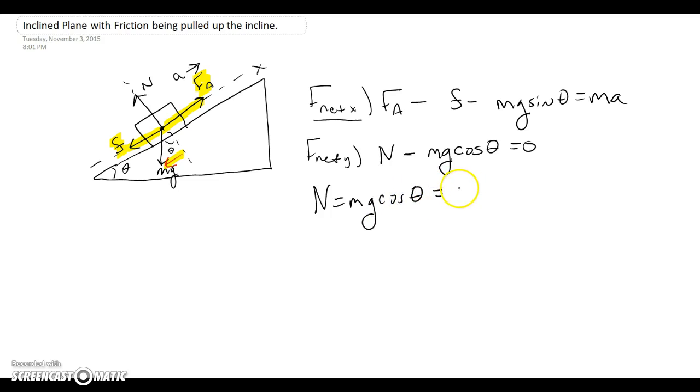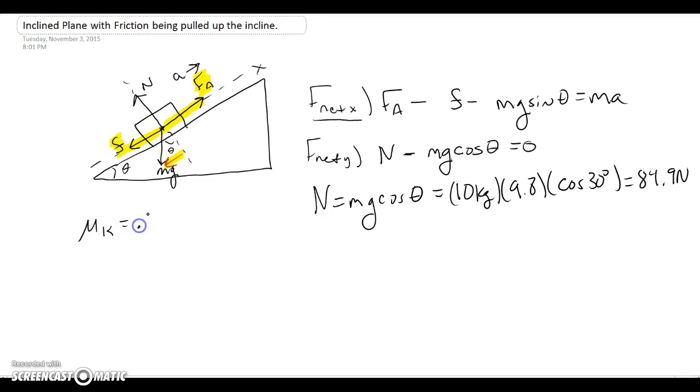We're going to put some easy numbers in here. 10 kilograms, 9.8, cosine of 30 degrees. That's going to equal 84.9 newtons. We're going to give this ramp a coefficient of kinetic friction of 0.3.